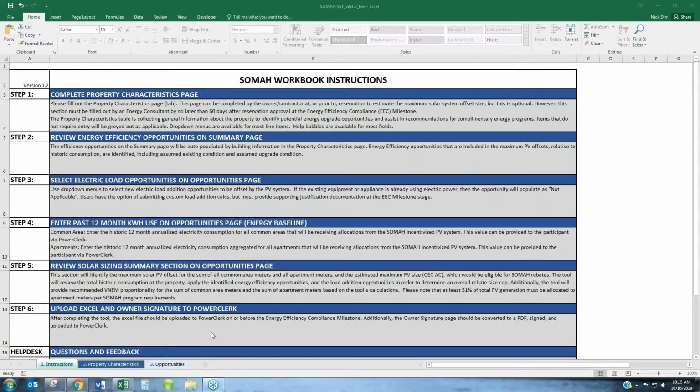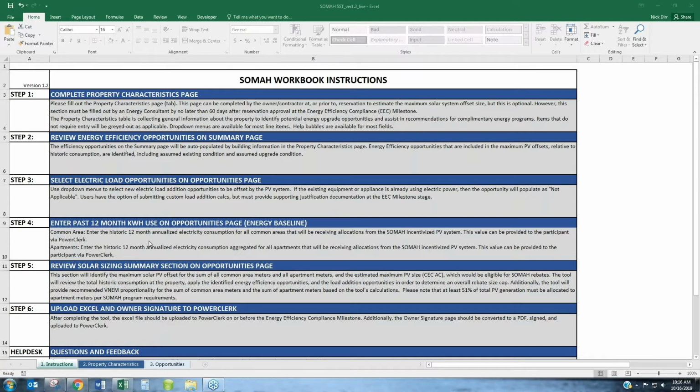So I'm going to walk through the solar sizing tool and give a live demonstration on how to use the tool. The tool, like Rachel mentioned, is an Excel file, and it has 3 tabs in it: the Instructions tab, the Property Characteristics tab, and the Opportunities tab. In the first tab, for instructions, it provides an overview of how to use the tool. Essentially, the main part of the tool is to complete the property characteristics page. Based on the information that's entered in the property characteristics page, the report will show you what the energy efficiency opportunities are at the property, and will also allow you to select potential electric load addition opportunities, such as electrification of gas or propane equipment.